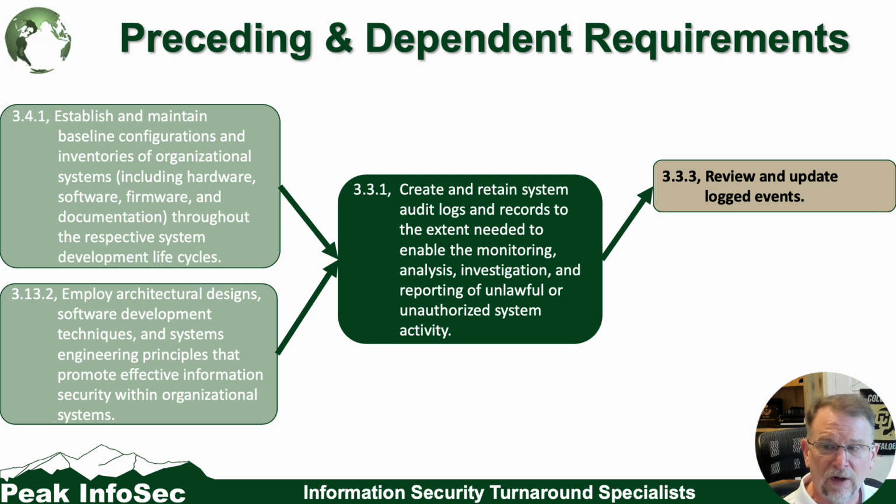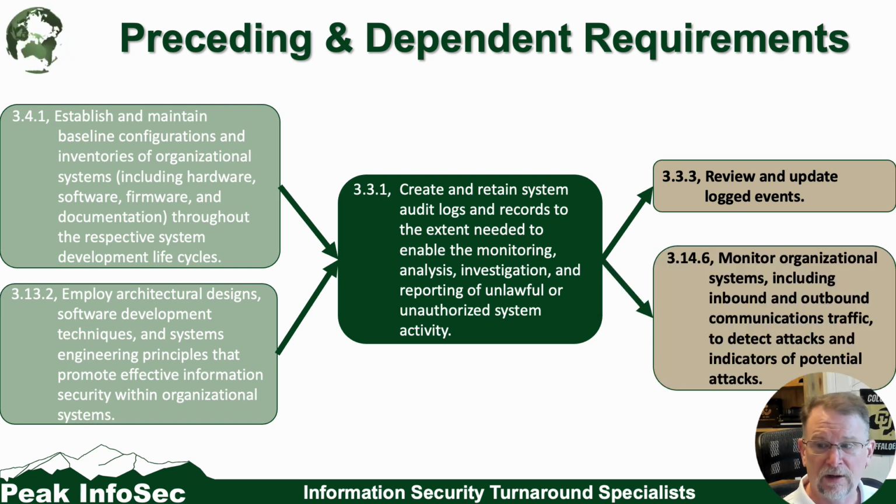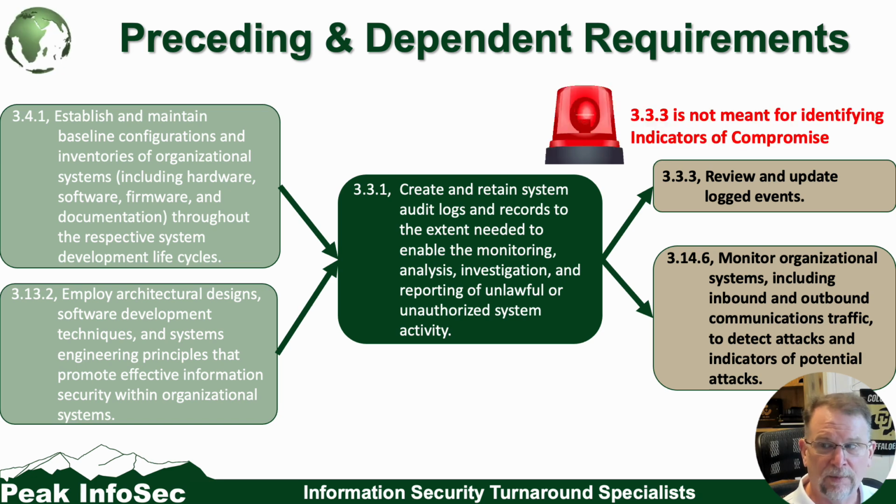Now, 331 actually does in turn feed into 333, review and update logged events. Likewise, 331 feeds into 314.6, where you are actually looking for indicators of compromise. Yeah, so let's be clear. 333 is not meant for identifying indicators of compromise. This is not where you go and audit log reviews. We'll talk about this in another understanding the requirements.